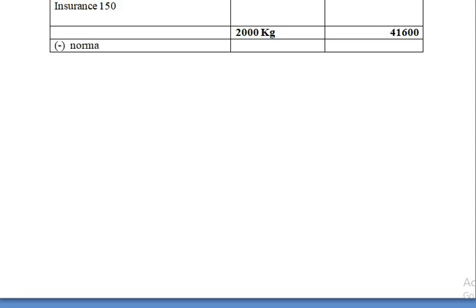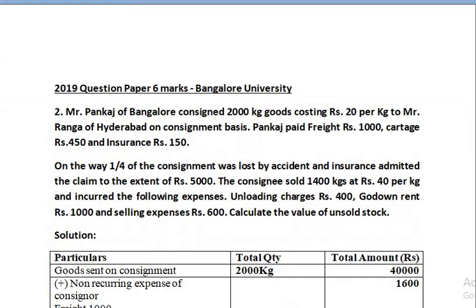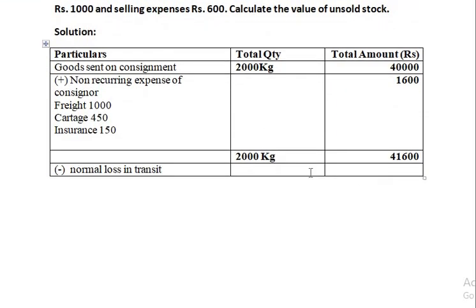Now deduct normal loss in transit. In this problem there is no normal loss, because the goods were lost by accident. So this is abnormal loss. Normal loss is not given, so nil.